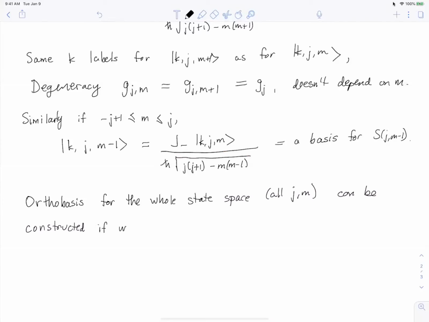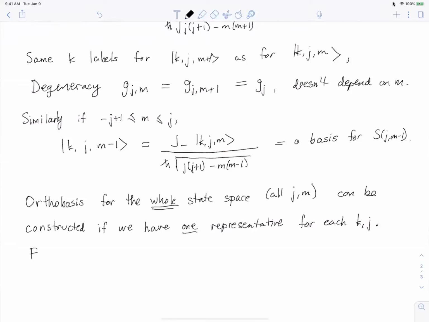So if we have one representative for each k and j. Okay. So that's pretty remarkable. If we just choose some value of k, that's the redundancy label for the angular momentum states, and for each j, if we know one member of the state space, then we can act with j plus and j minus and get all the others.